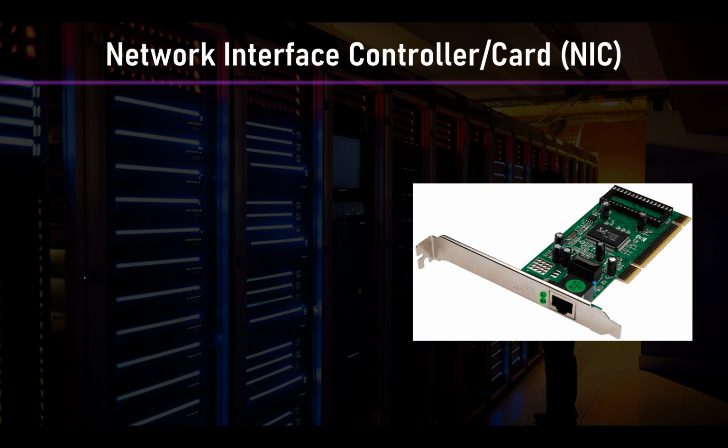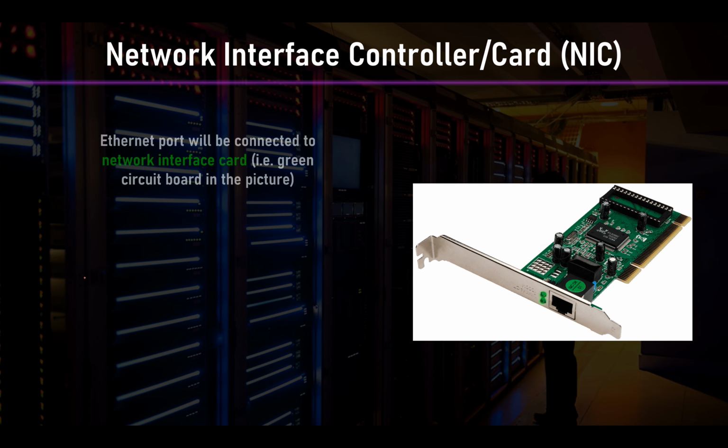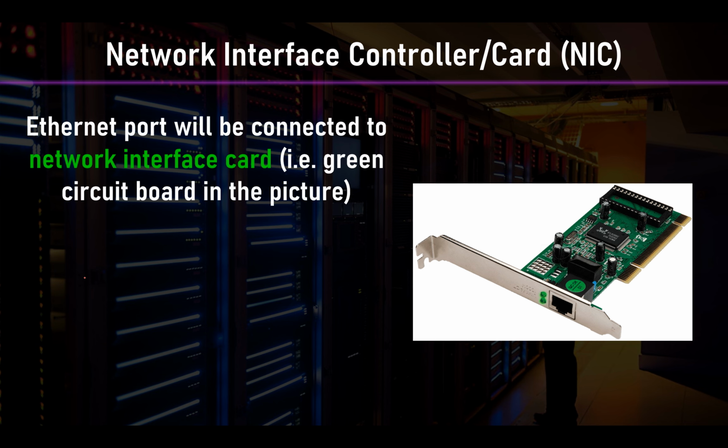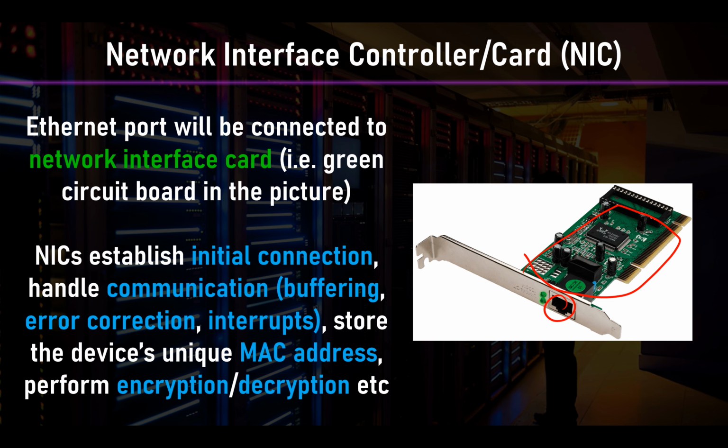Then let's look at the network interface controller, also called network interface card, or shortened to NIC. There's going to be an Ethernet port connected to the network interface card, and the network interface card is just the green circuit board in the picture. Here is going to be the Ethernet port. The network interface card is going to do a lot of things. One is to establish the initial connection, maybe doing various handshakes, just making sure the device is available.